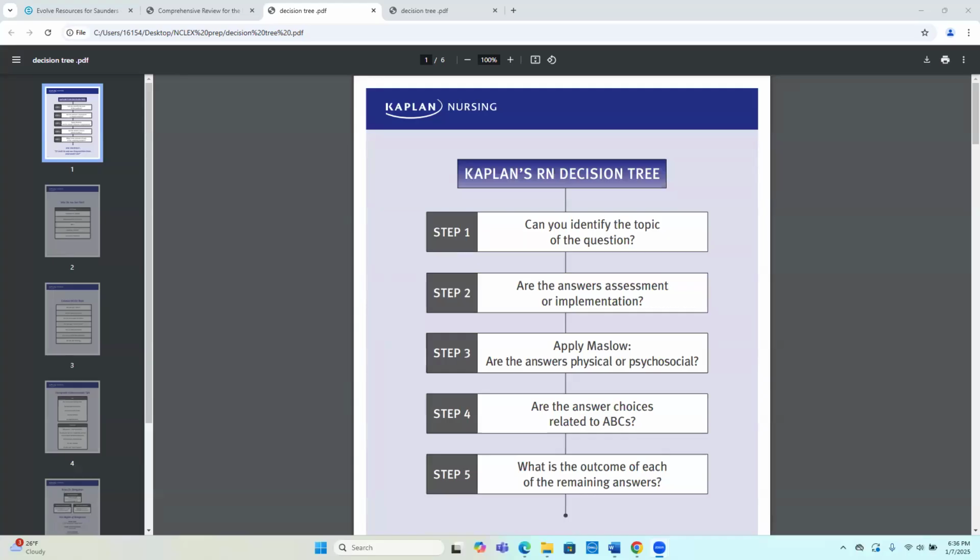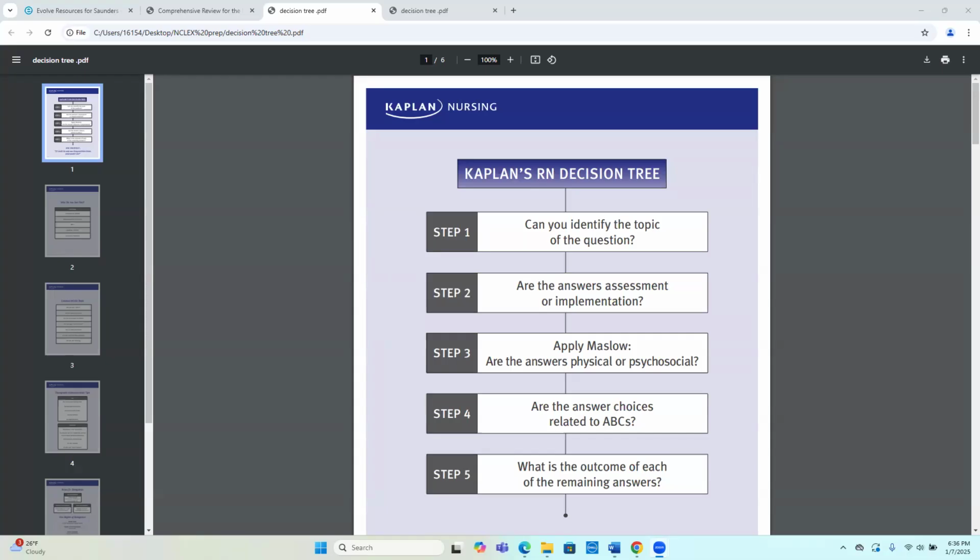Hey guys, so today we're going to talk about the Kaplan's decision tree. And I know this says RN decision tree, but it relates really well and works really well in your PN courses as well. Okay, so that's why I like sharing it with my PN students.